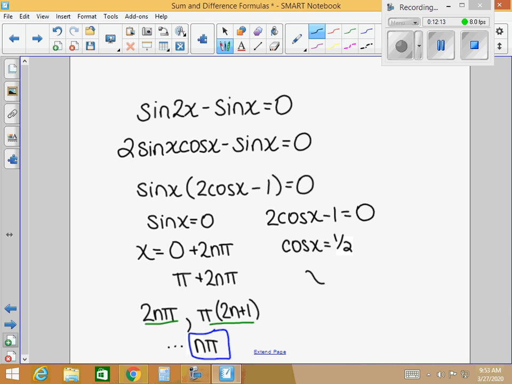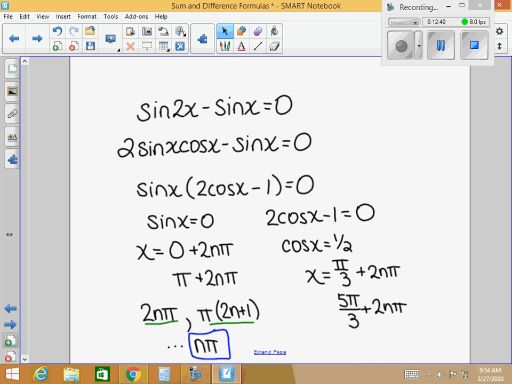On the right side, I know the cosine of pi over 3 is equal to 1/2 in quadrant 1. I also know that quadrant 4 is the other place the cosine function is positive, and that's at 5 pi over 3. So then I'm going to add all of my 2 pi multiples to those values, and here are the solutions from that factor. So lots and lots, an infinite number of solutions from each factor, but those are all the solutions to the equation sine 2x minus sine x equals 0.